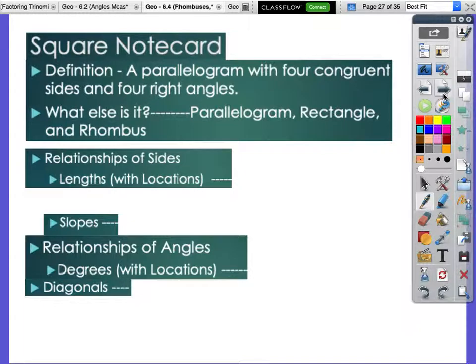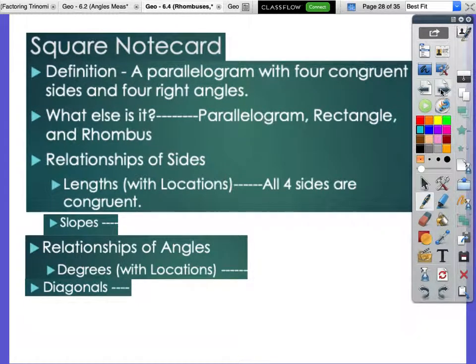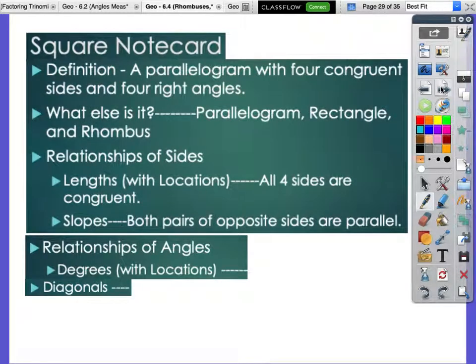What do we know about the sides of a square? All 4 sides are congruent. What do you know about the slopes? Both pairs of opposite sides are parallel. I would say congruent, so that's still like a parallelogram. Both pairs of opposite sides are parallel.